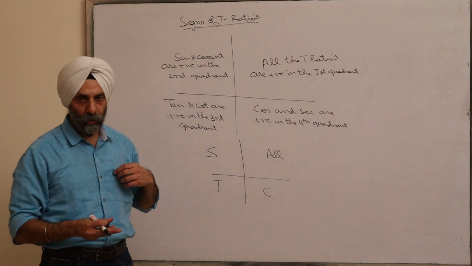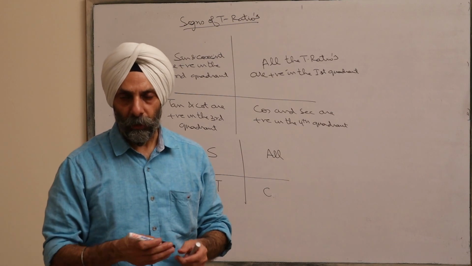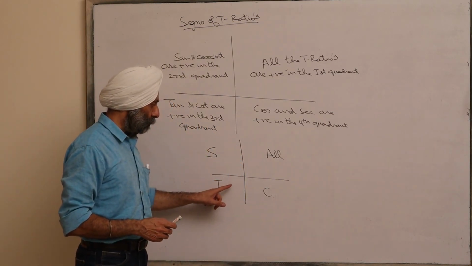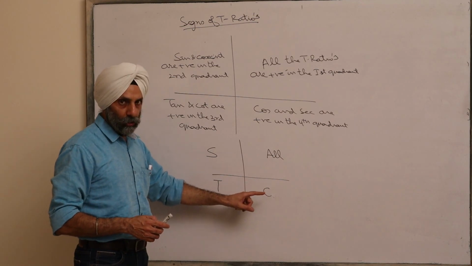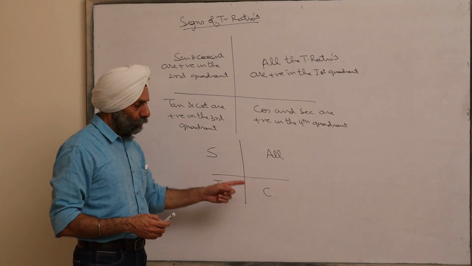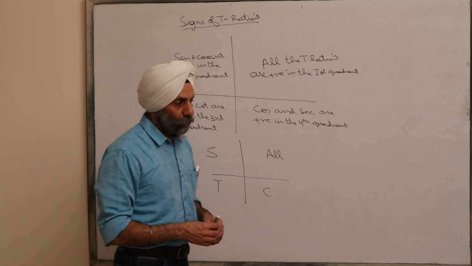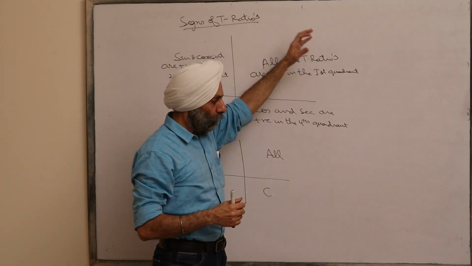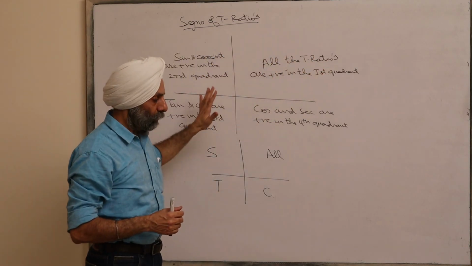If sine is positive, then its reciprocal, that is cosecant, is positive. If tan is positive, its reciprocal cot will also be positive. If cos is positive, its reciprocal, that is your secant, will also be positive. So this is the basic rule, and for the whole of trigonometry it is going to help us.